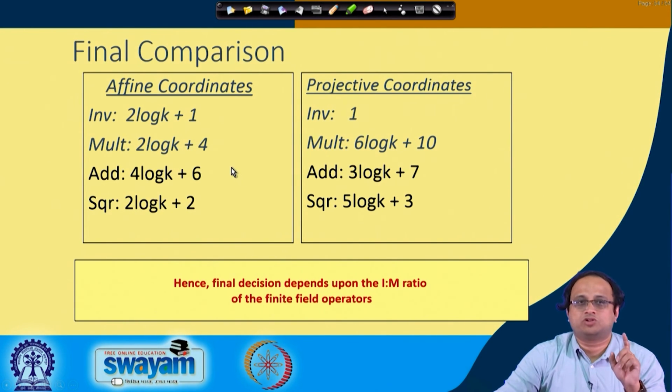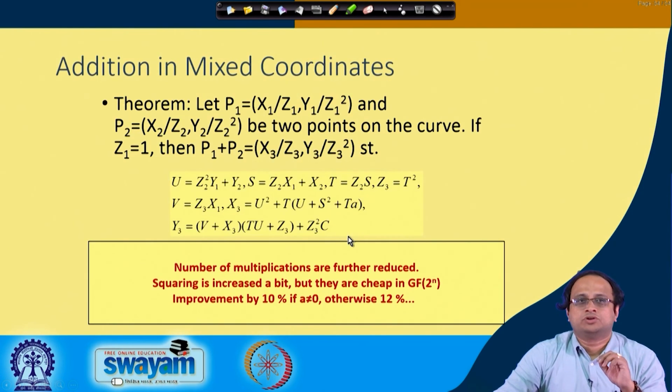Okay. And that is the benefit. But at least you can also understand that there is a cost. The cost is in terms of multiplications. The multiplications have increased. So therefore, the question is whether you will go into the projective coordinates, and the final decision will depend upon your I to M ratio, that is the inversion to multiplication ratio. Typically, if it is more than 5, like if it is around 7, then we go into the projective coordinate systems.